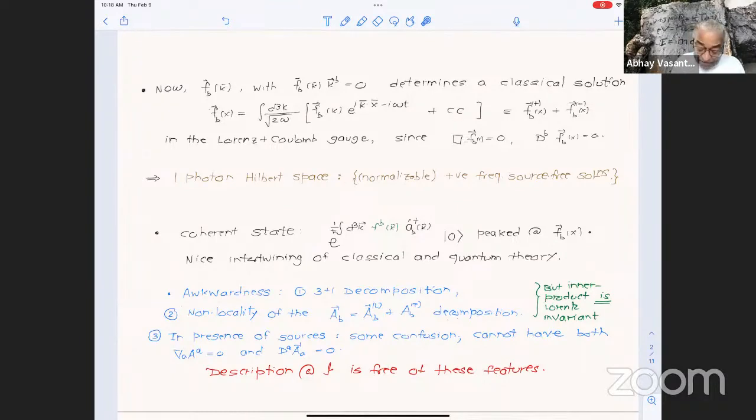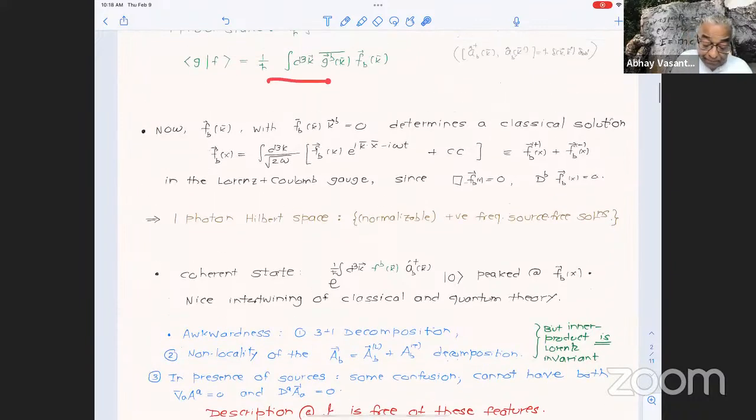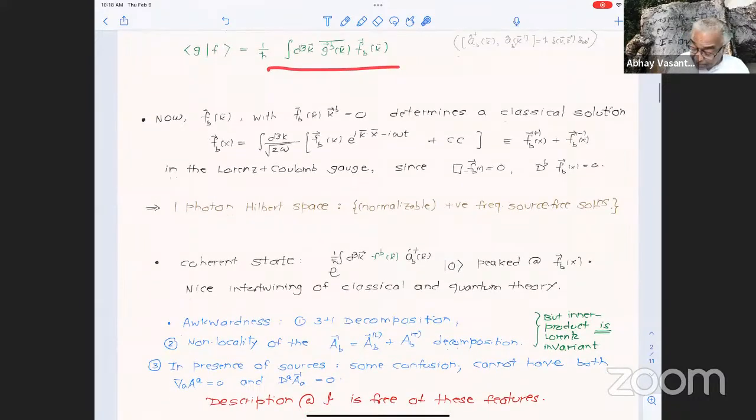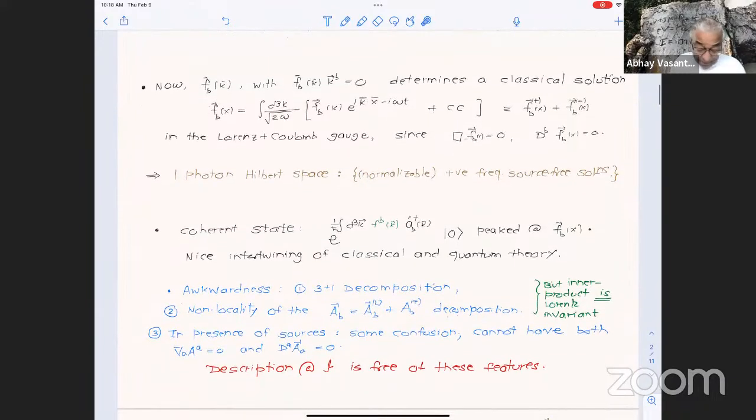Now, the awkwardness of this description is that you need a 3+1 decomposition into space and time. There is a non-locality because we're decomposing this into the longitudinal and the transverse part up here. But I want to emphasize that this is just an in-between tool. All the physical results, in particular the inner product that I wrote down up here, are completely Lorentz invariant.